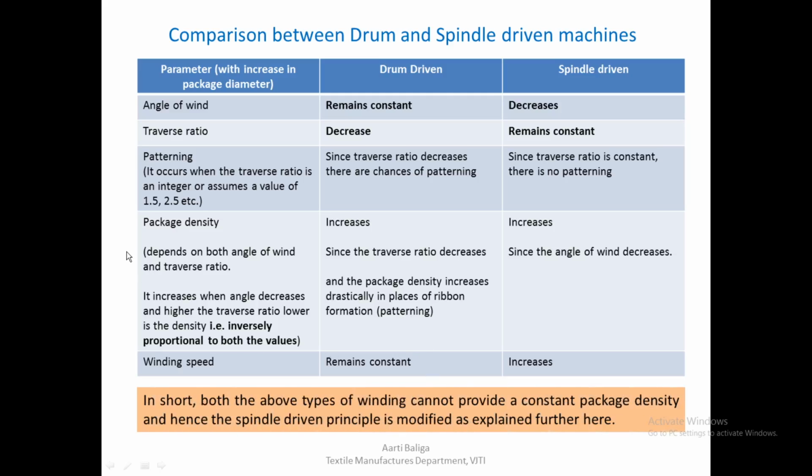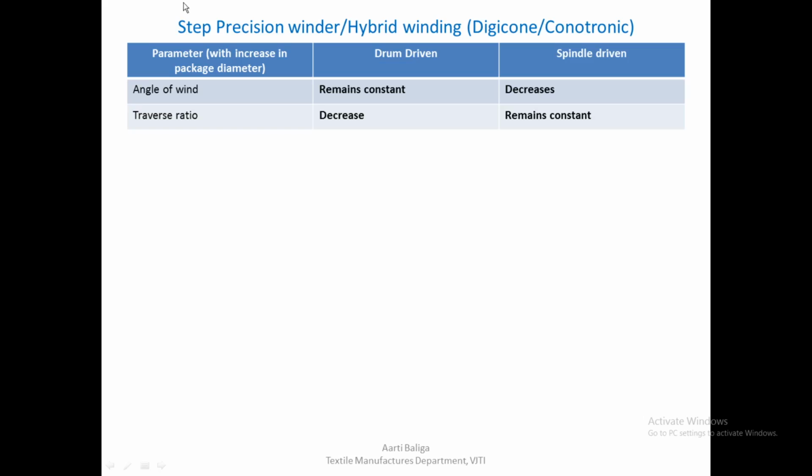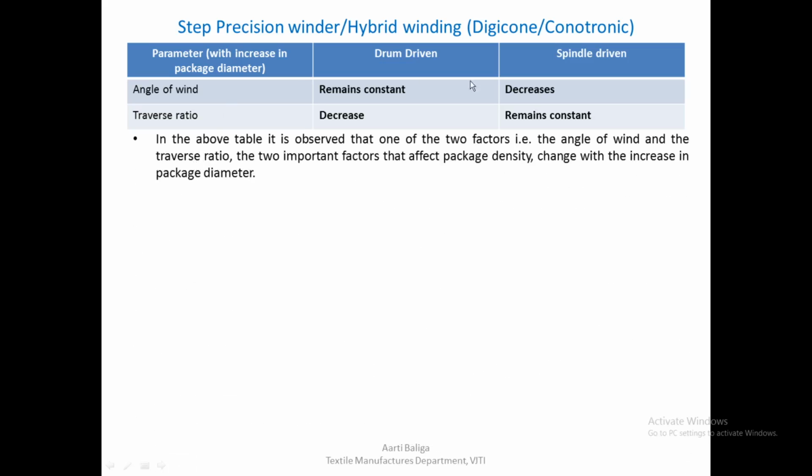So in short, both the above types of winding cannot provide a constant package density, and hence the spindle driven principle is modified as explained further here. So the same table has been copied, only the two rows where we see the angle of wind and the traverse ratio in these two cases. So let us analyze this particular data here that we have.